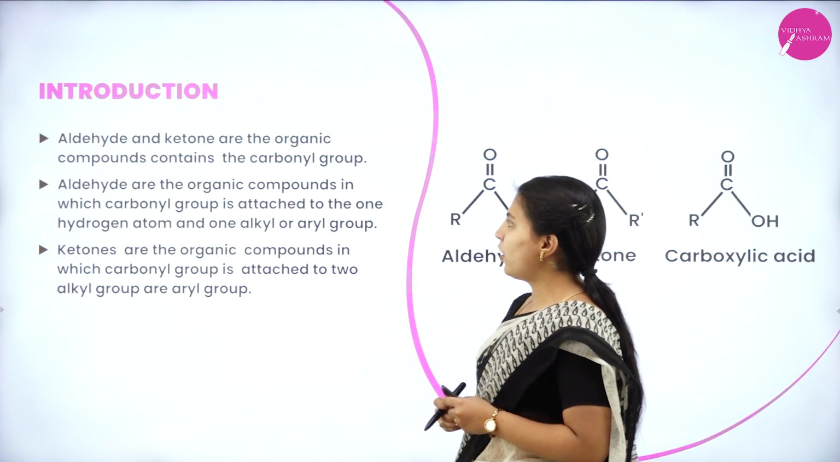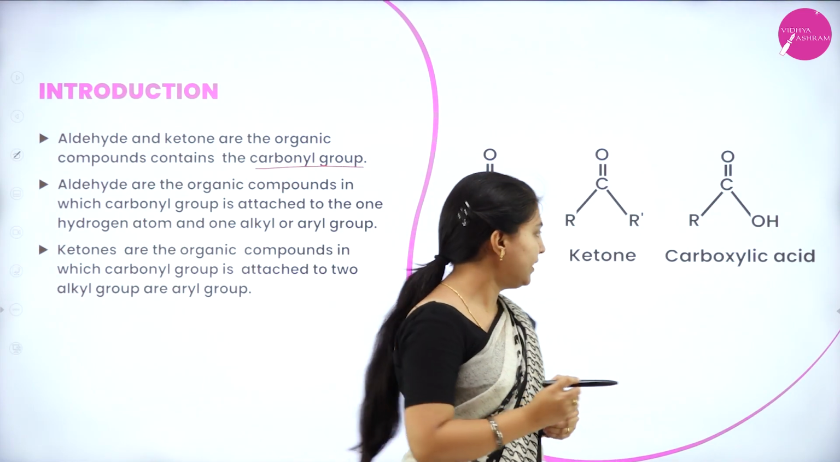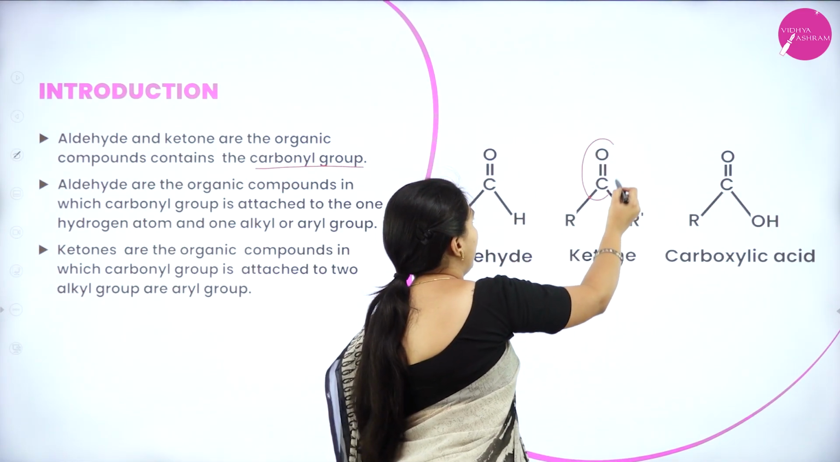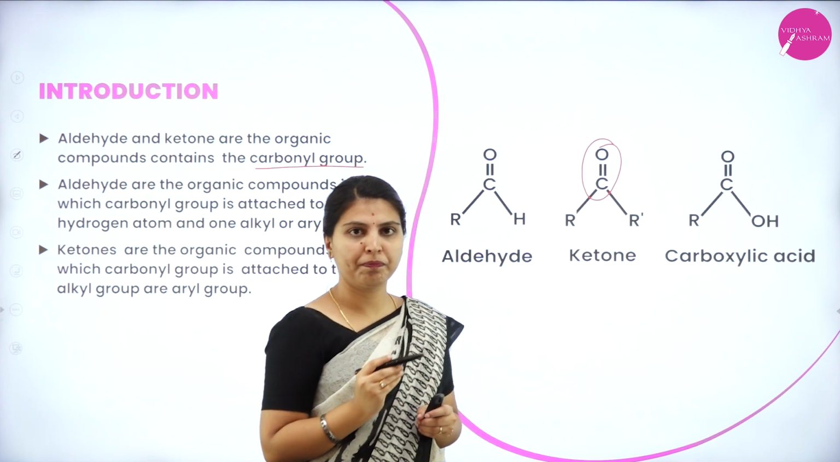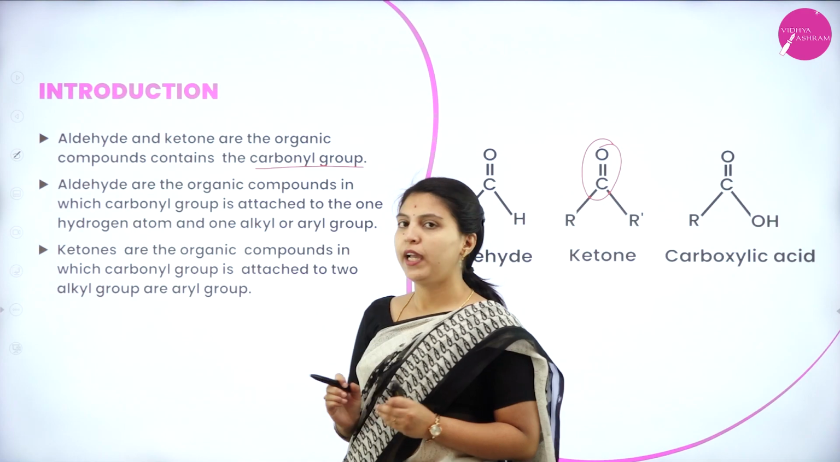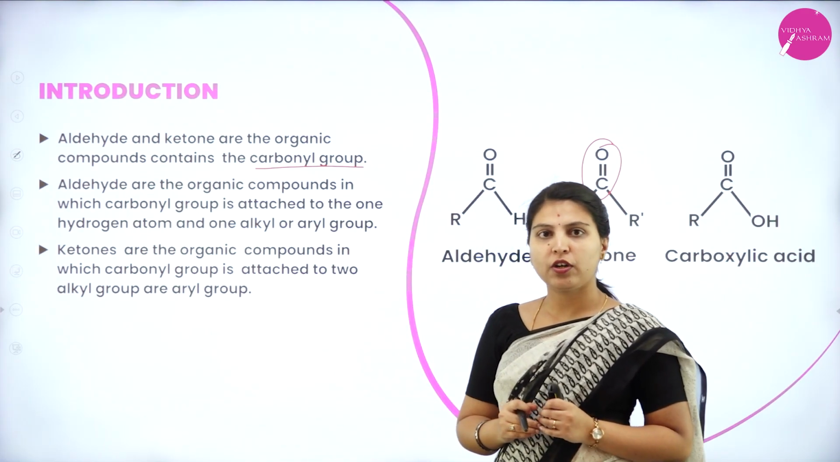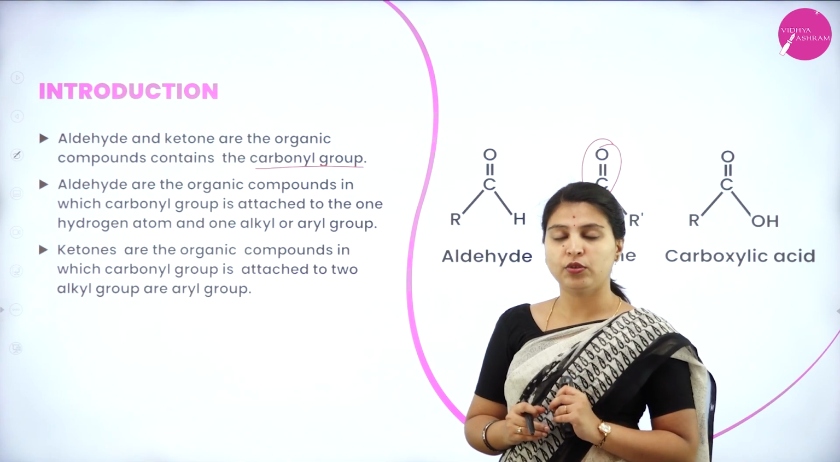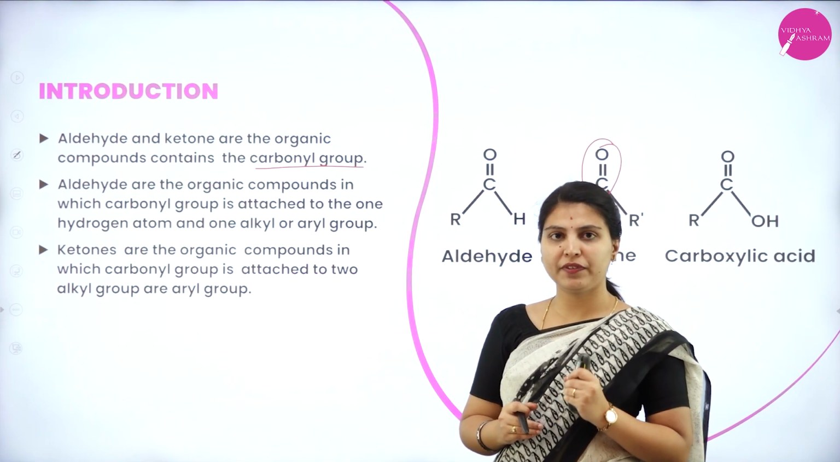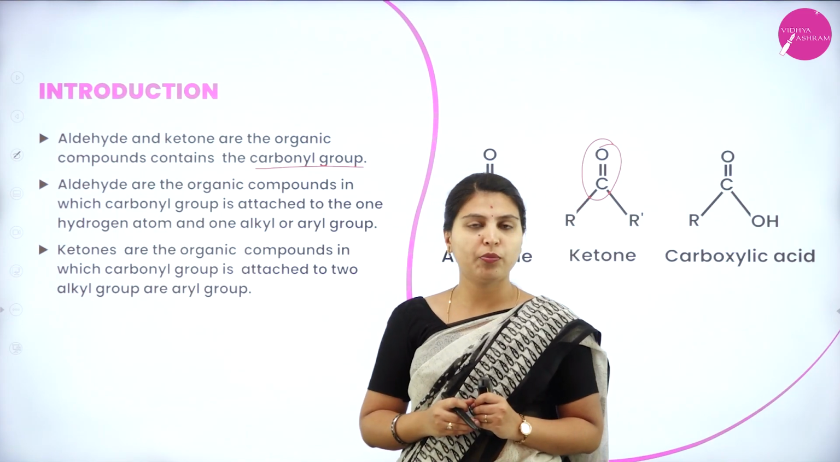Aldehydes and ketones are organic compounds containing the carbonyl group. Carbonyl group means C double bond O, okay, the CO group. Any organic compound which contains the carbonyl group is called an aldehyde or ketone. But there is a slight difference between aldehydes and ketones even though both contain the carbonyl group.